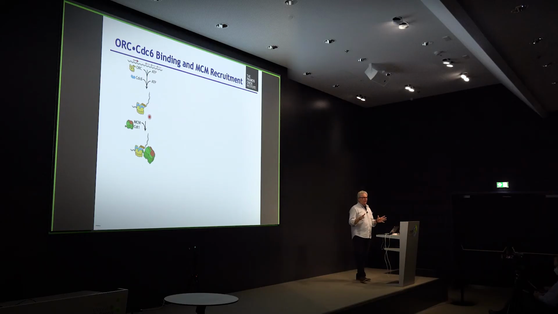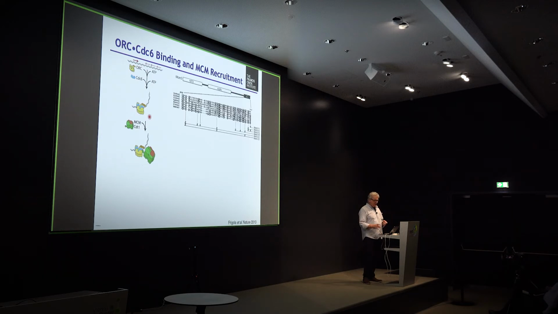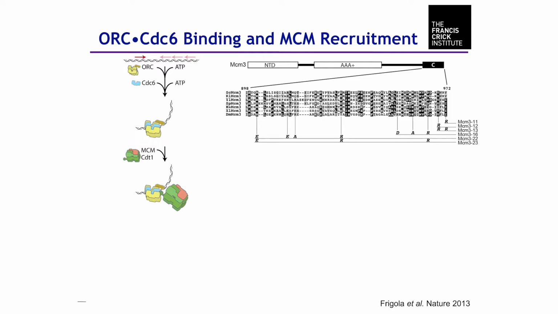So the next thing that happens is that the MCM complex interacts with this ORC-CDC6 complex on DNA, and the interaction is a very specific interaction between one of those winged helix domains on the MCM proteins, MCM3, and CDC6 in this complex. And it's totally essential. So this is the sequence of that C-terminal domain of MCM3, and there are multiple places we can make single point mutations in that winged helix domain and completely block MCM recruitment.